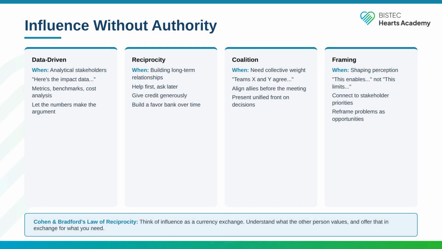4 tactics that work consistently for tech leads who need to influence without formal authority. First, data-driven influence. When you're dealing with analytical stakeholders, and in engineering, most stakeholders are analytical, let the numbers make the argument. Impact data, benchmarks, cost analysis. Instead of saying we should rewrite this service, say this service has caused 4 production incidents in the last quarter, each costing roughly 8 hours of engineering time. Here's the data. Numbers depersonalize the argument and make it about evidence, not opinion.